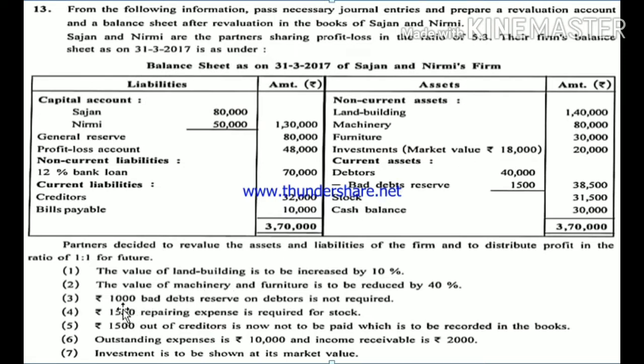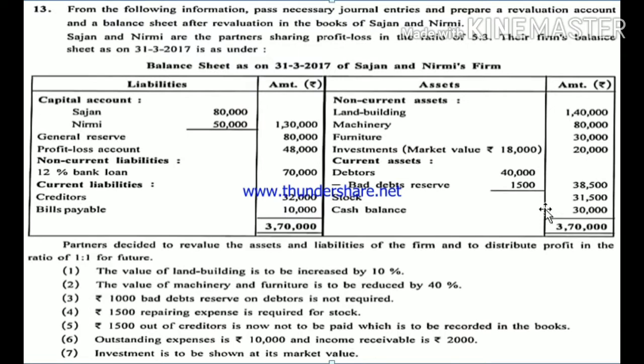The third adjustment, rupees 1,000 bad debt reserve on debtors is not required. Debtors are given over here, that is 40,000. Bad debt reserve is given 1,500. Now out of 1,500, 1,000 bad debt reserve is not required. So now you will give bad debt reserve of only rupees 500, and in the outer column you will show 39,500 in the new balance sheet after revaluation.